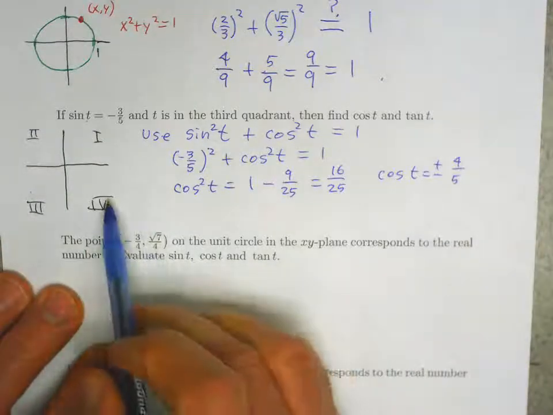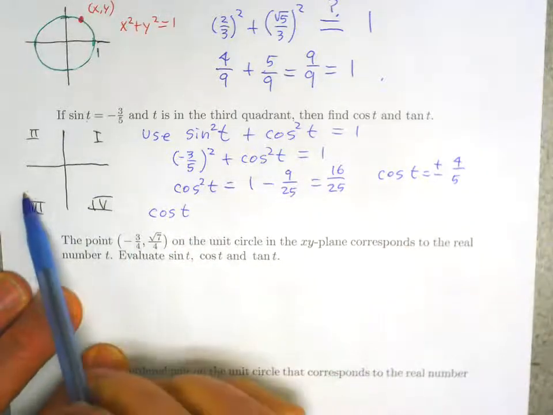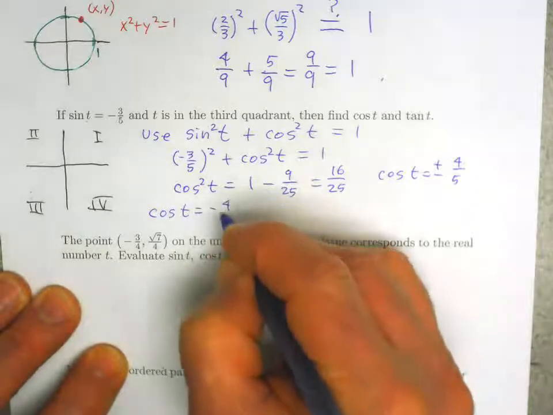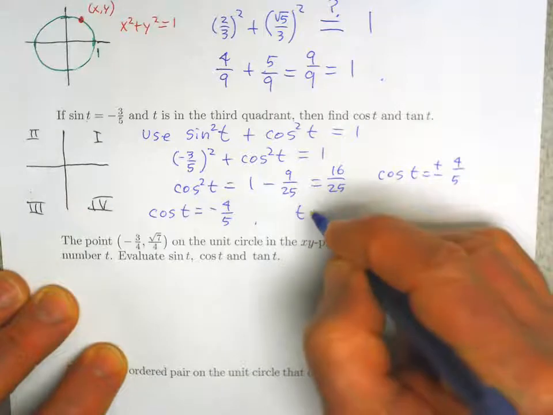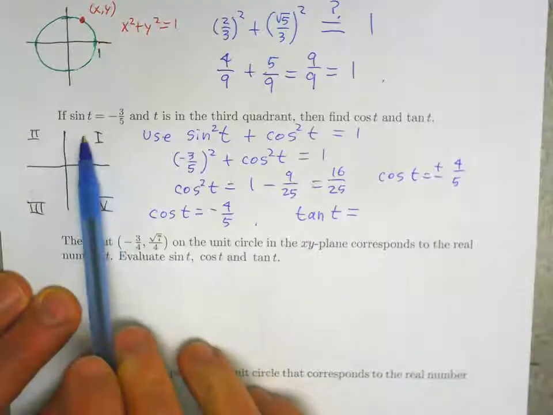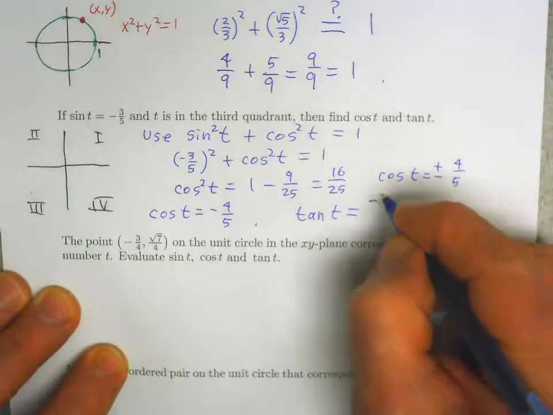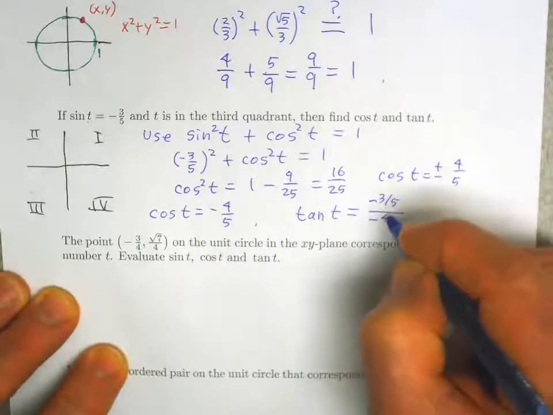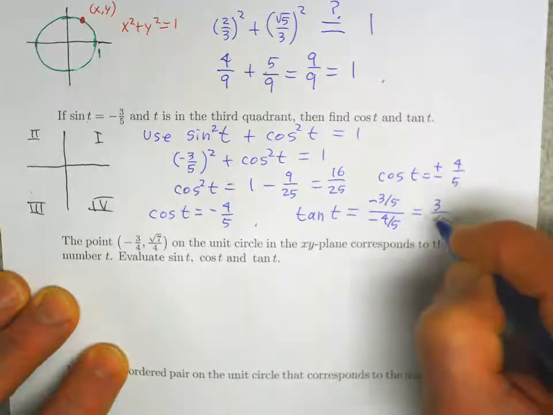Okay, but in this problem, cosine is negative, so cosine of t is negative 4/5. And then we can find tangent of t if we just divide sine of t by cosine of t. So negative 3/5 divided by negative 4/5 will be positive 3/4.